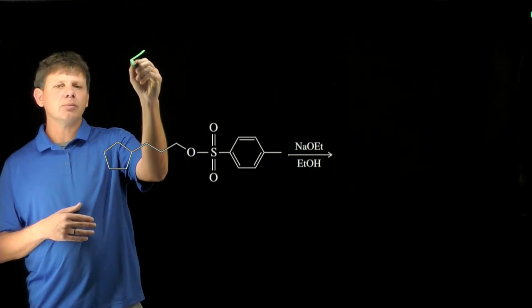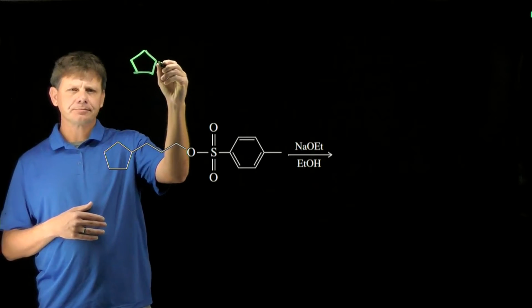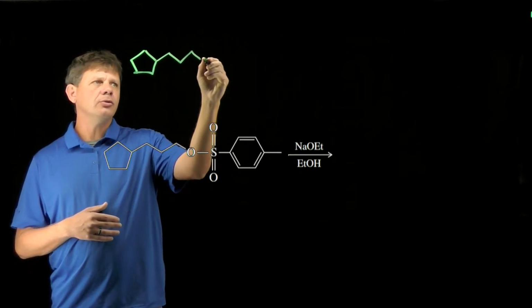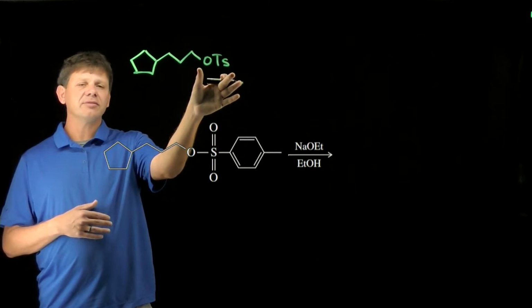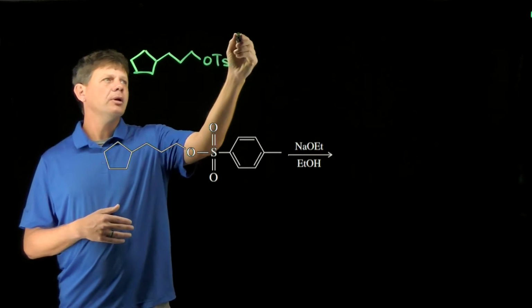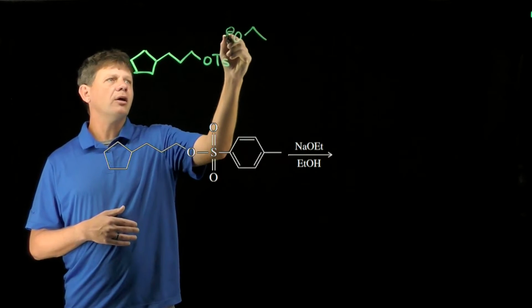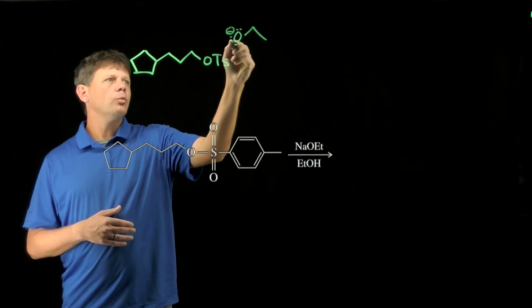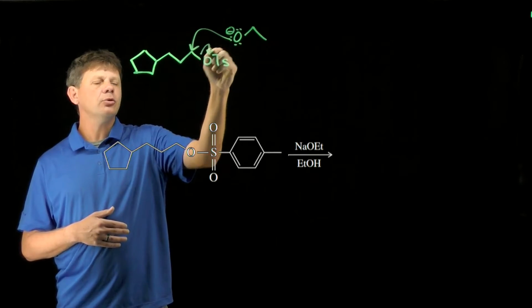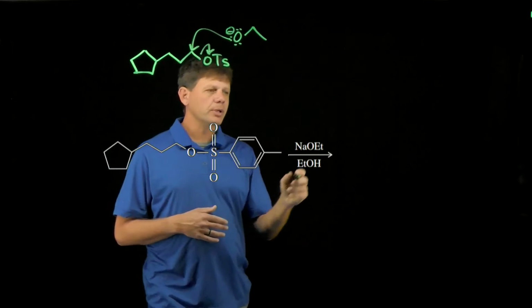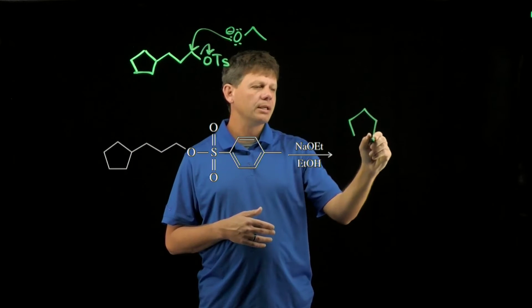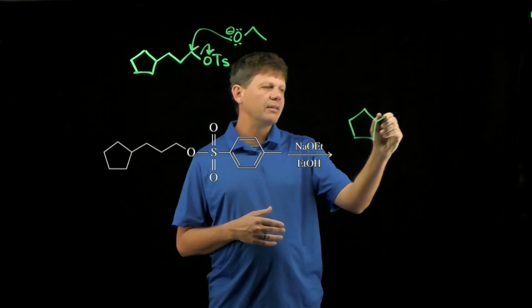And so if I quickly resketch the molecule, we're now ready to solve the problem by recognizing that this good leaving group at a primary carbon with the good nucleophile ethoxide, we can now do an SN2 reaction at that primary carbon. The result of this reaction will be the synthesis of an ether.